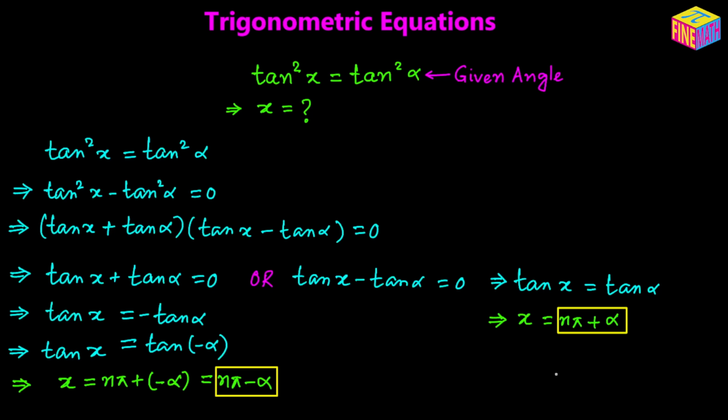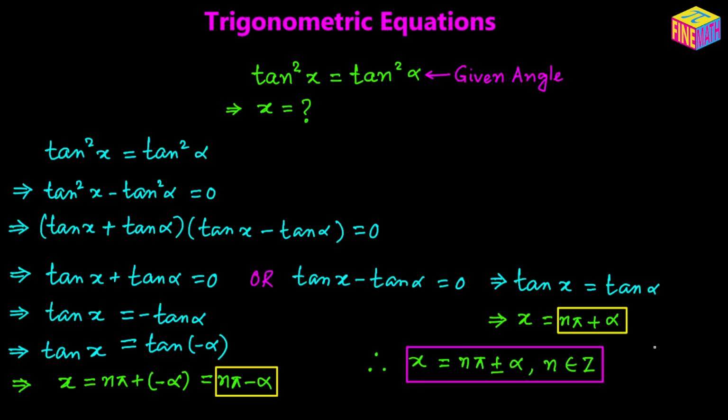So if we combine them together, then we can say the solution can be written as x equals n times pi plus or minus alpha, and that is the general solution of our original equation, which is tangent square of x equals tangent square of alpha. And for that equation the general solution is x equals n times pi plus or minus alpha, where n is an integer of course. Now let's take an example real quick.